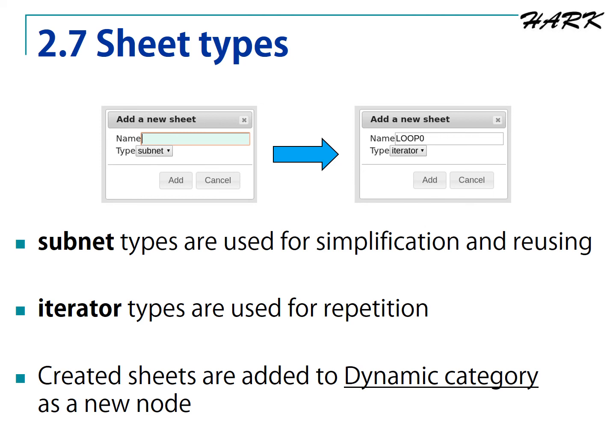Created subnets and iterators will be counted as nodes and will be added to the dynamic category. Look at the node list. You may find the Loop 0 node in the dynamic category. Therefore, we can make subnetworks for the purpose of reusing too.